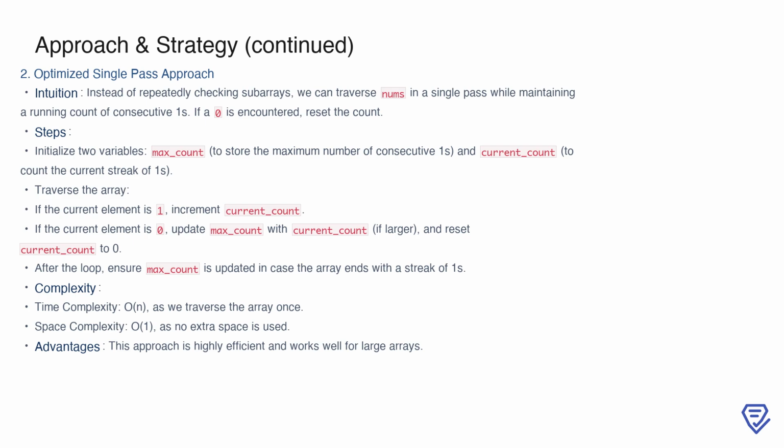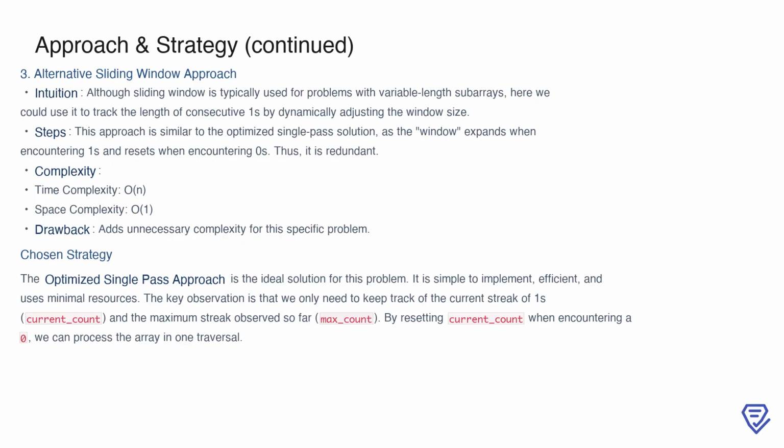This approach is highly efficient, with a time complexity of O(n), since it processes each element exactly once, and a space complexity of O(1), as no additional data structures are used. It's also simple to implement and ideal for large arrays. An alternative method we explored is the sliding window approach. Although sliding windows are often used for problems involving variable length subarrays, it can also be applied here to track the length of consecutive ones.